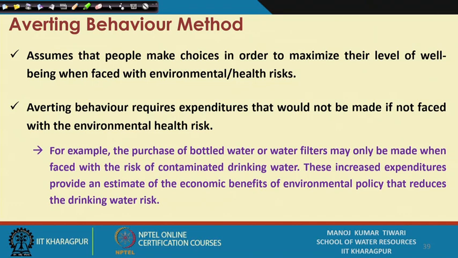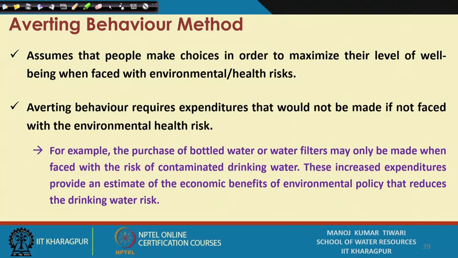So, if one is willing to value good quality tap water supply, one should take that price for the additional unit which has been included in order to avoid the health concerns of impure water. That is what is covered under the averting behavior method, and this averting behavior requires expenditure that would not be made if one was not facing that environmental health risk. So, it is the behavioral aversion that is made in order to counter that environmental or adverse health risk. That is how a resource or a service is valued.